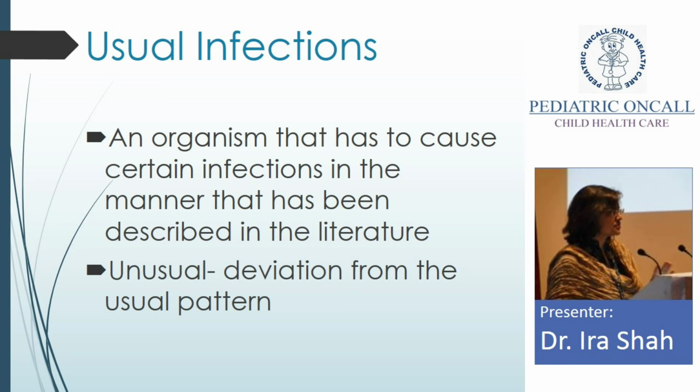Now, when we talk of any organism, we usually think that it's going to cause a certain set of diseases in a certain form. Say, for example, tuberculosis. Tuberculosis has to cause pulmonary TB, or it can come with TBM. If TB comes with parotitis, which we've had recently, it's unusual for us. So anything that is unusual is a deviation from the usual pattern.